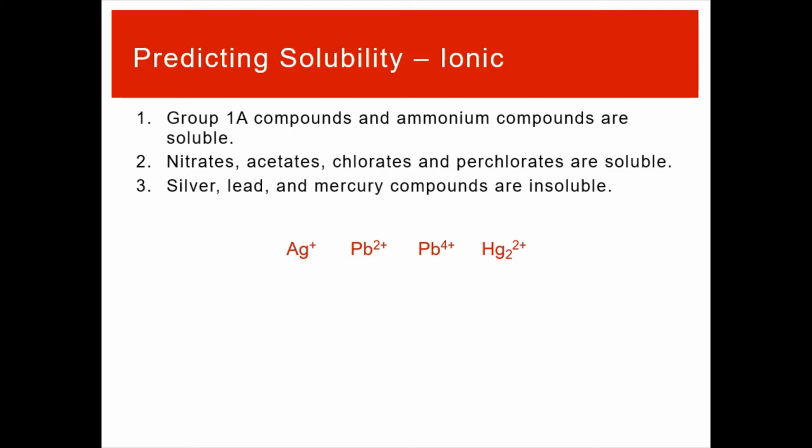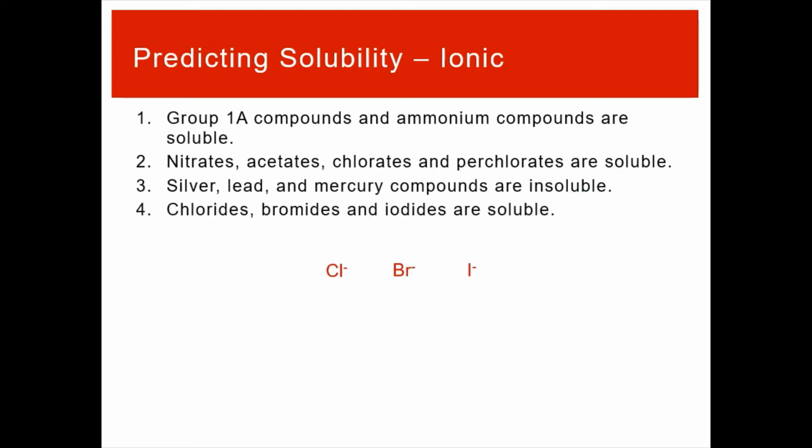Rule 3. Silver, lead, and mercury compounds are insoluble. So these are heavy metals. If you see silver, lead, or mercury in your compound, those are insoluble compounds. Those are always insoluble. It doesn't matter what they are paired with. Just like before, but the outcome is the opposite. We're dealing with insoluble as opposed to soluble. And you'll note these rules are in order. So if rule 1 or rule 2 has already been tripped, rule 3 doesn't matter. Rule 1 and rule 2 are more important.